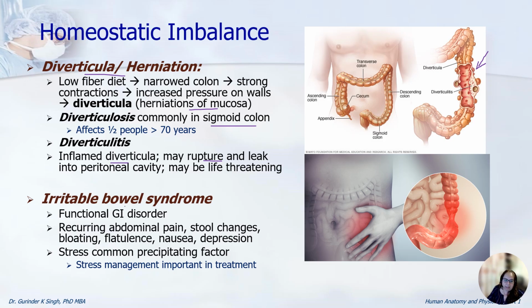Another one is irritable bowel syndrome, which is IBS. This is a functional disorder of the GI tract in which you have recurring abdominal pain and stool changes, bloating, flatulence, nausea, depression, etc. Stress plays a very important role. IBS can be an autoimmune disease also. Crohn's disease is there, which is autoimmune. You can manage the symptoms of IBS with treatment plans.